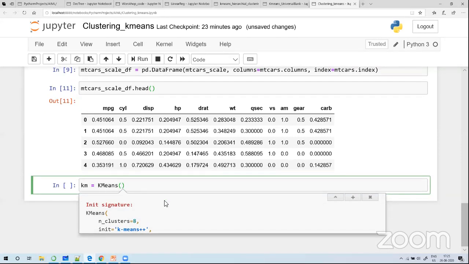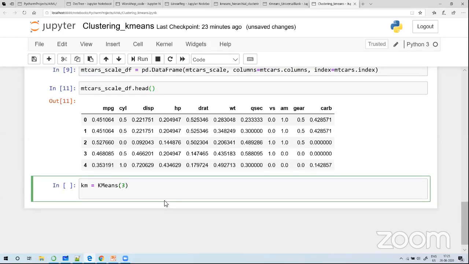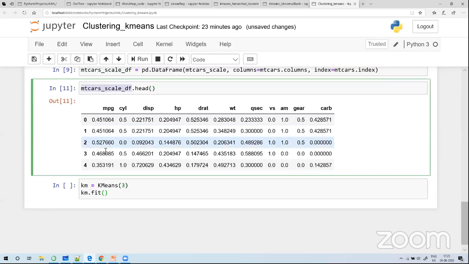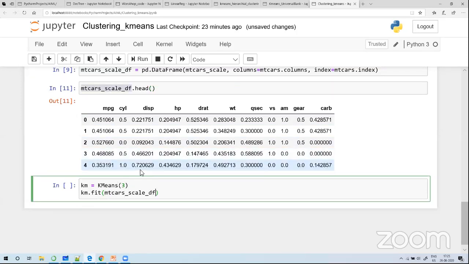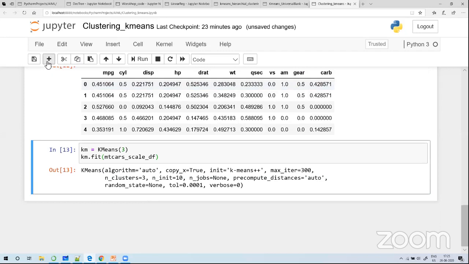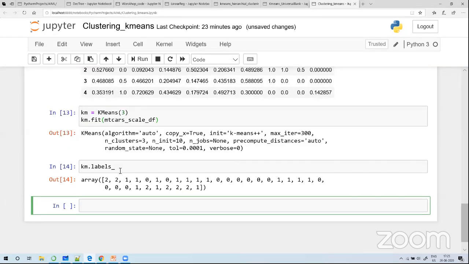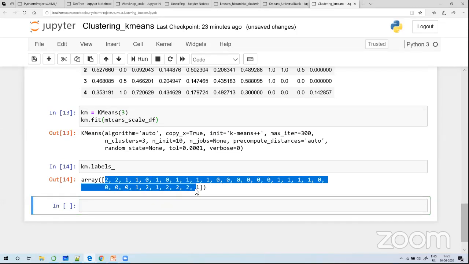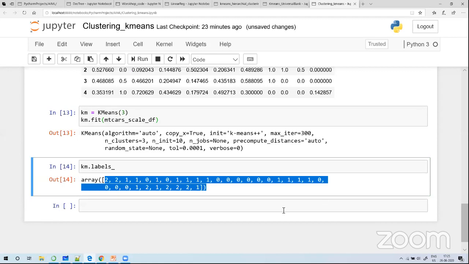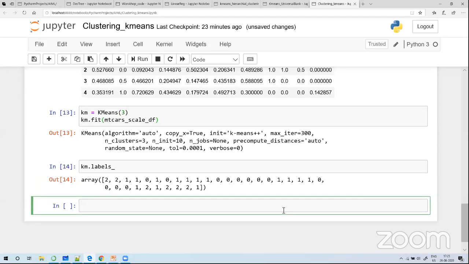Number of clusters. That's very important, right? Let's say we start with 3 clusters. Now Km.fit, and what is the data that we have? This one. Sorry. So we have run it and we have Km.labels_. So now if you run Km.labels_, it will print the label for each observation. So now I'm going to attach this to the original data set.